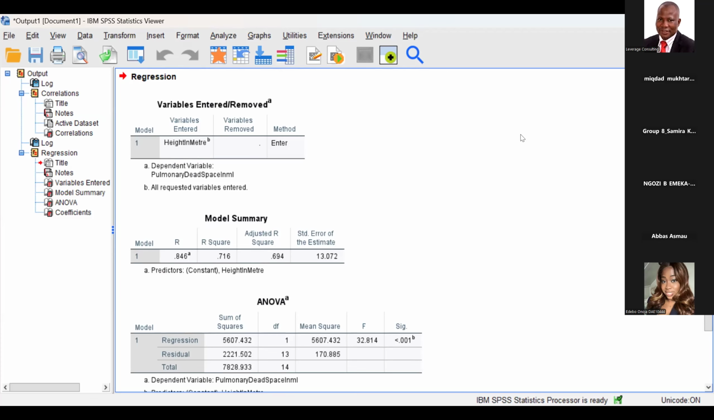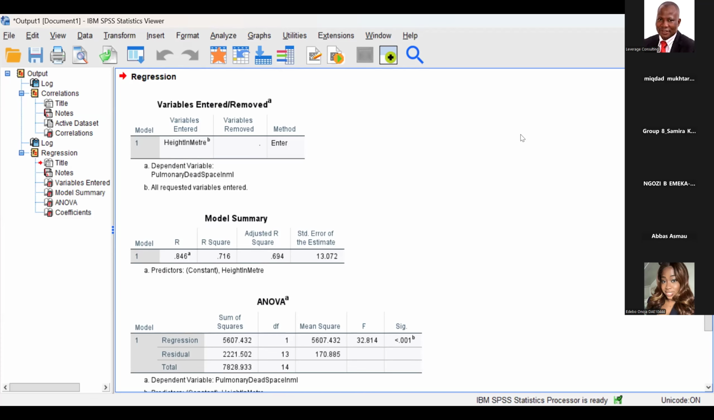Look at it. Can you see the model table now? You will see the similarity between this table and ANOVA. You have regression, residual, and total. In ANOVA, where you see regression, that is between. Where you see residual is within. Then this total is total also. Sum of squares, can you see? This sum of squares 5607 is the one that corresponds with the sum of squares between in ANOVA.